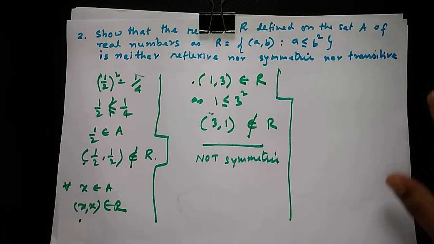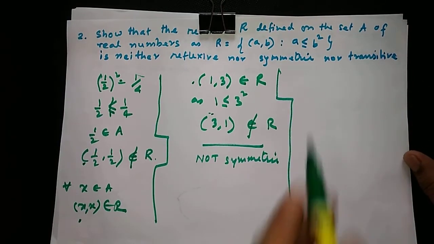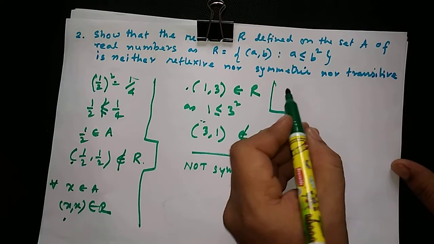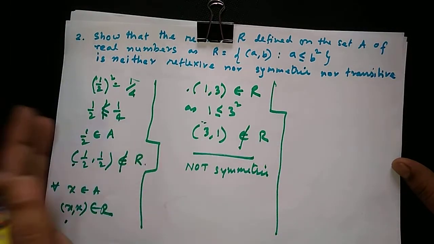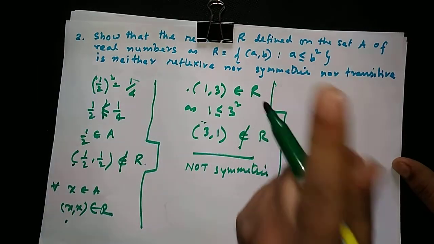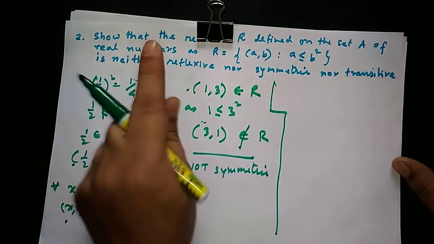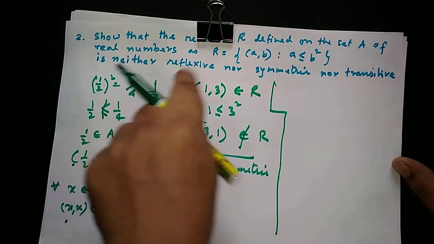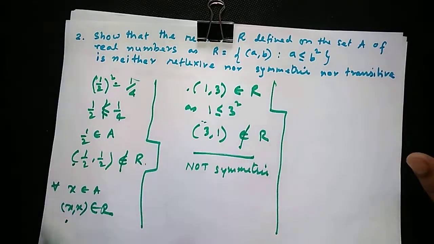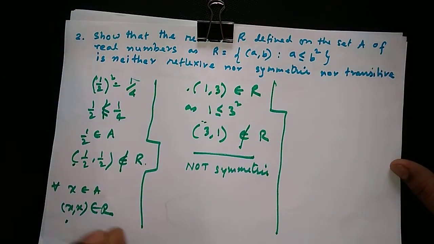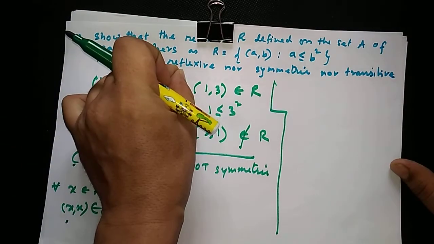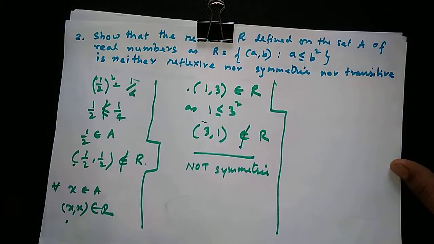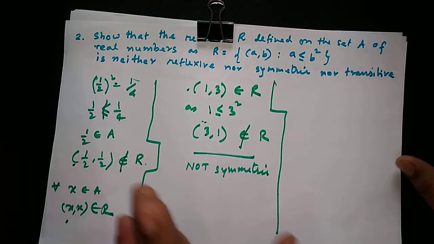Next, transitive. To prove that it is not transitive also is easy. There are many examples. I'm not saying this is the only example. There are many examples, but one example is enough to disprove a particular nature of this relation. I don't need more than one example. Just supply one example that will disprove the reflexive, the symmetric, or the transitive nature of this relation.